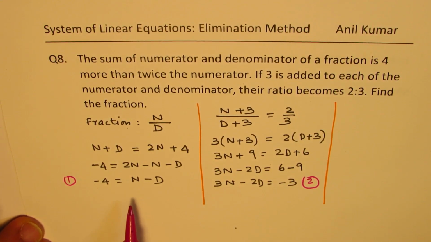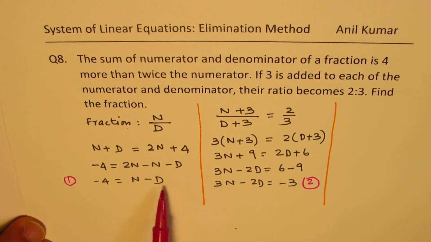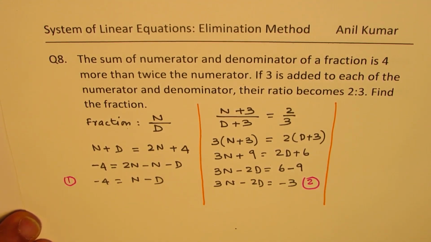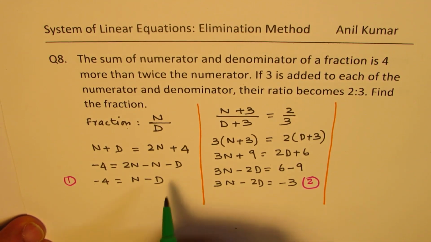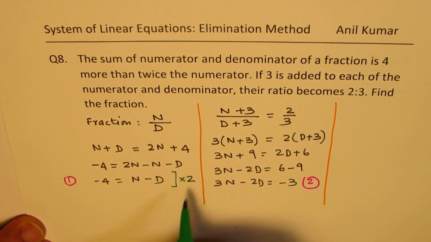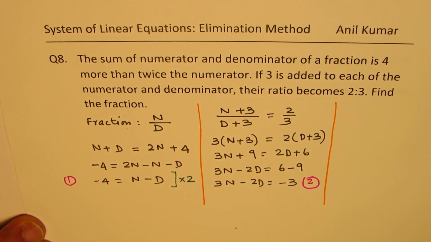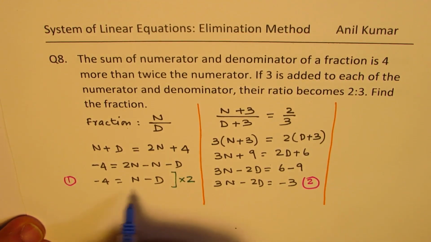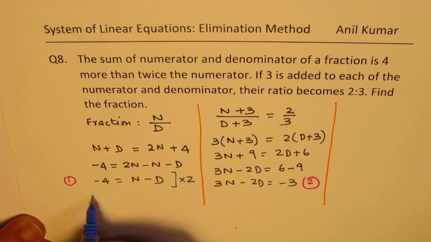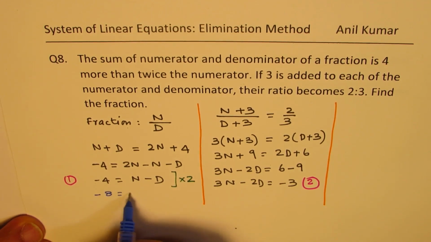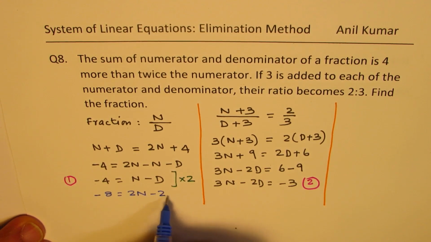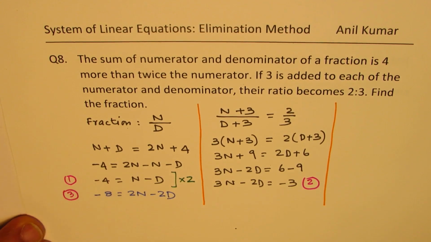Now how do we eliminate? Well, to eliminate, we can multiply equation 1 by 2. Right. So what we will do now is make the same coefficient. So we'll multiply this equation by 2, so we get 2d minus both places. When you multiply this by 2, you get minus 8 equals 2n minus 2d. And we'll call this our equation number 3. Clear? Now we have minus 2d and minus 2d that we can take away.